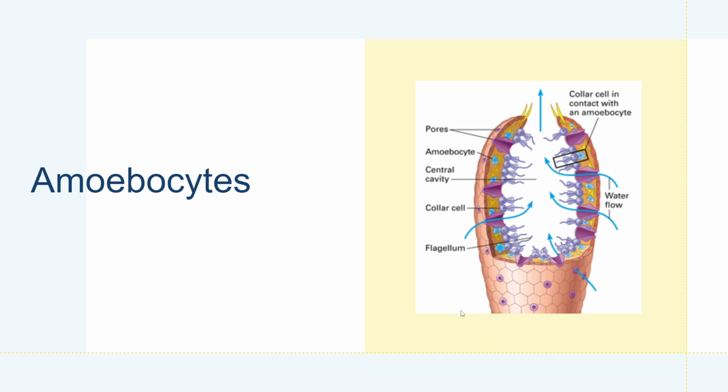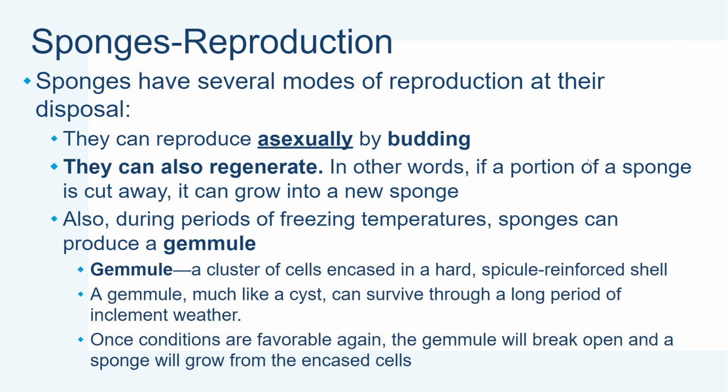Amoebocytes we can see here talking to this collar cell. They would take material that is absorbed into the mesohyl and help process it. Sponges also have different modes of reproduction. They can reproduce asexually by budding. They can also regenerate if some part of them is fragmented off.